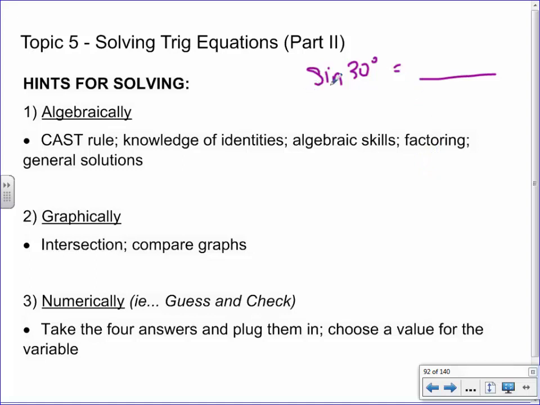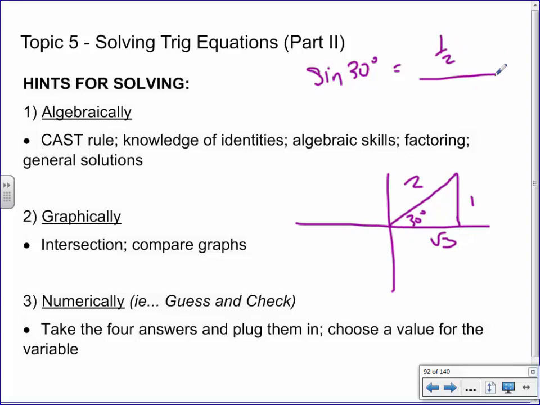Now, if I tell you that sine of 30 equals something, how many possible answers are there if I give you one? If I give you the angle, there's one location for this to be. You then say, well, sine of 30 means that it's in, say, this quadrant here. 30 degrees means this is like a 1, a 2, or root 3. So you'd say it's 1 over 2. It's a fraction.